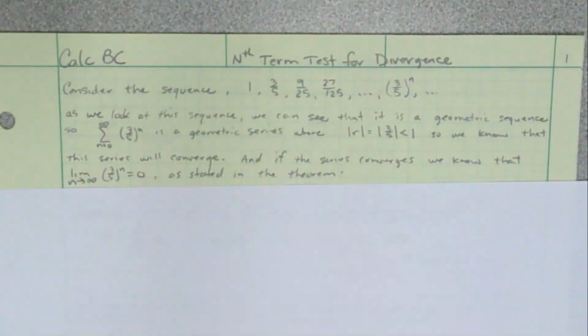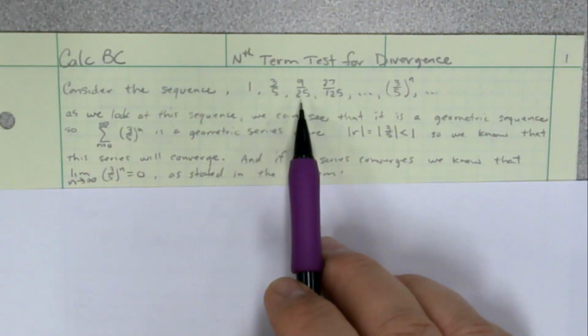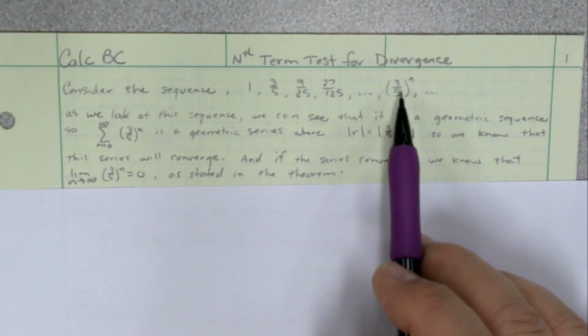Looking at some convergence tests. This is the nth term test for divergence. So let's consider this sequence right here: 1, 3/5, 9/25, and so forth and so on. Generic term, (3/5)^n.